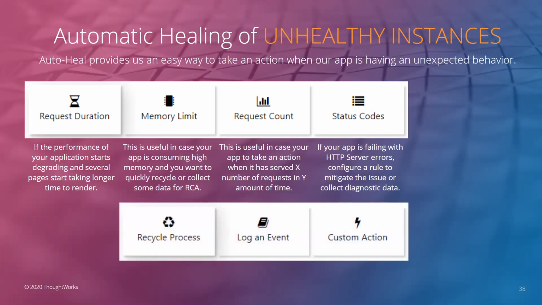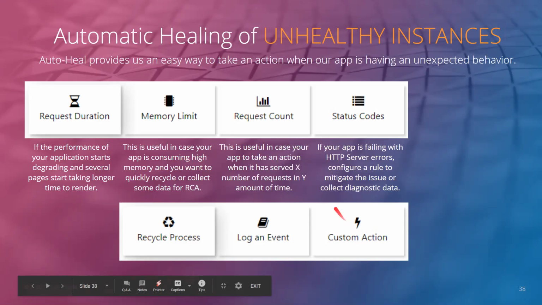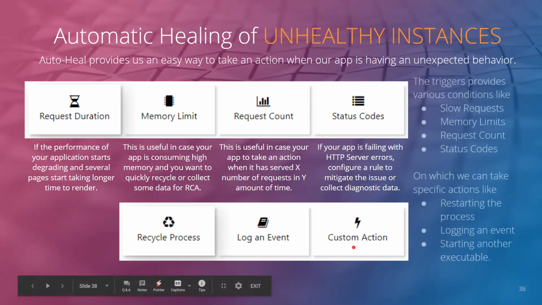So you can configure certain actions on top of those status codes as well. What sort of action can we take in these situations? We can recycle the process, and we can log an event so that we can notify the administrator that we are having any of these kinds of situations, and they can take the necessary action on top of that. Otherwise, we can create any custom action. We can configure any batch script or shell script that we want to run in any of these situations, so we can do that as well. So that's the auto healing feature.